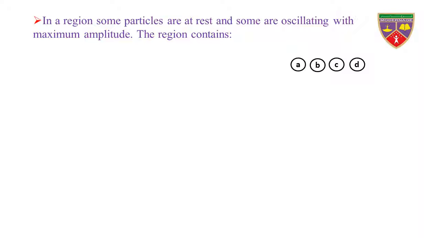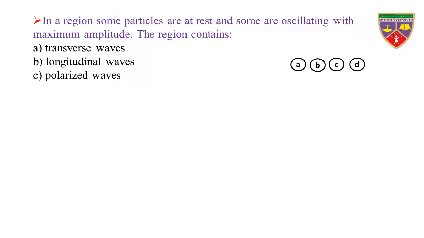In a region, some particles are at rest and some are oscillating with maximum amplitude. The region contains option A, transverse waves, option B, longitudinal waves, option C, polarized waves, option D, stationary waves. The key is stationary waves. Therefore, the correct option is D.